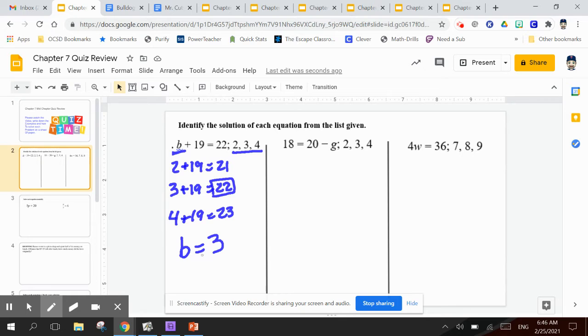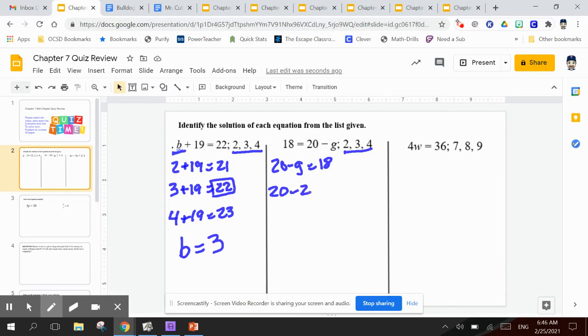18 minus 18 equals 20 minus G. So again, here's our numbers. I'm going to rewrite this so that way, using the commutative property, 20 minus G equals 18. I always like to have what it equals on my right-hand side. So again, I'm going to take out my variable. I'm going to put each one of those values in there.